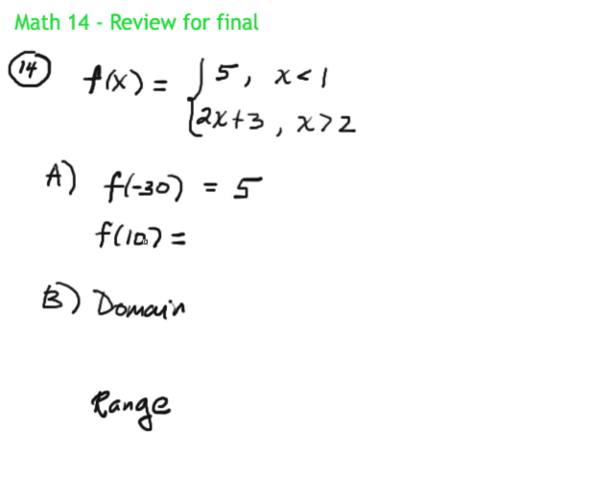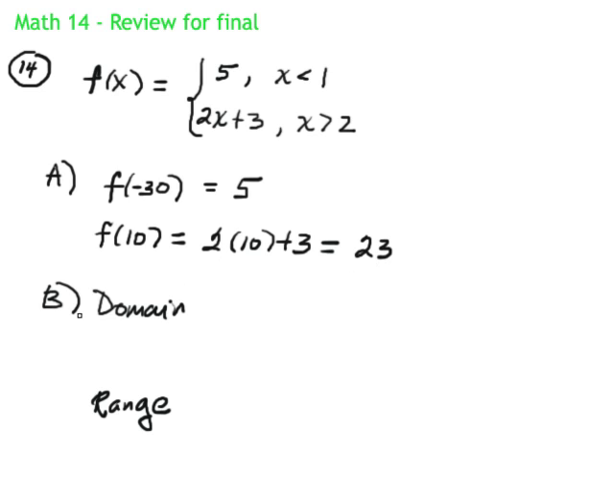And now f of 10, well, 10 is greater than 2, so we use the second row to figure out what f of 10 is. So f of 10 is equal to 2 times 10 plus 3. Okay, substituting into 2x plus 3. That's 20 plus 3, so that's 23.